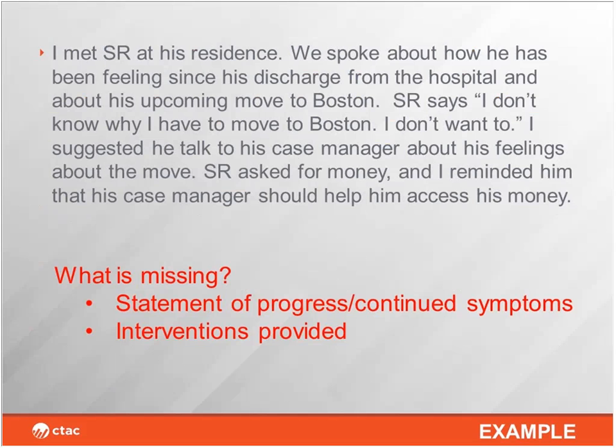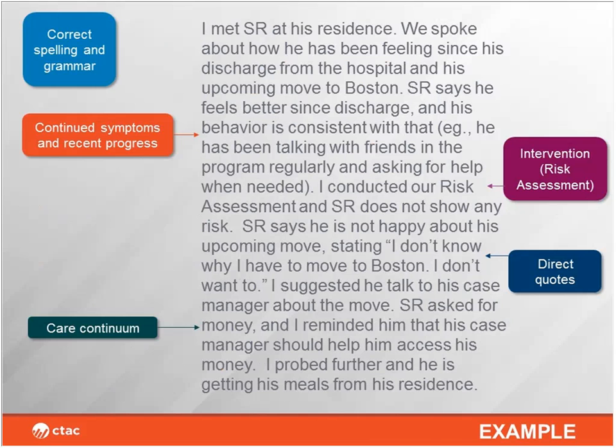So here's the improved correction now. We see that spelling and grammar corrections were made, that there are continued symptoms and recent progress in that we're talking about his behaviors upon discharge from the hospital. The intervention of risk assessment was documented, and there are direct quotes from the person receiving the service talking about his or her move to Boston. We're also showing a continuum of care, that there are other providers involved in this person's life, and we're trying to help that person keep that connection with the other providers.